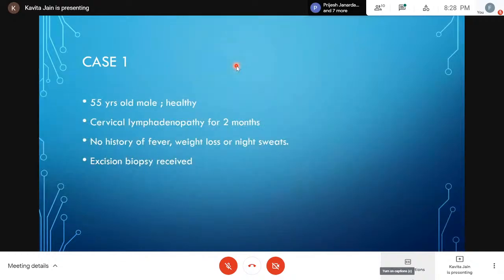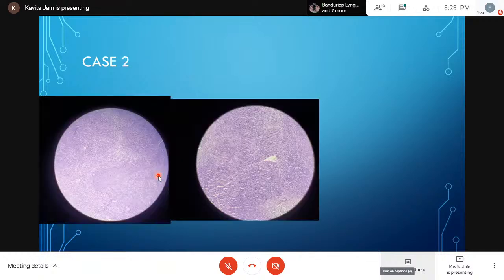Then the next case, case 2, he was a 55-year-old male, healthy, cervical lymphadenopathy for 2 months, no history of fever, weight loss or night sweats, got an excision biopsy. The clinician was fair enough to give us the excision biopsy. And here I've included this case just to show you that these are thick sections of the lymph node. I just could not interpret anything.